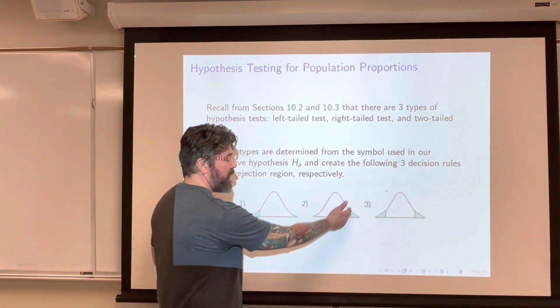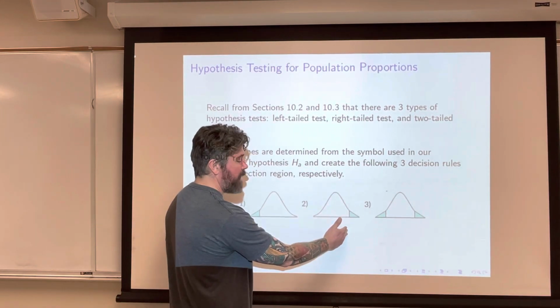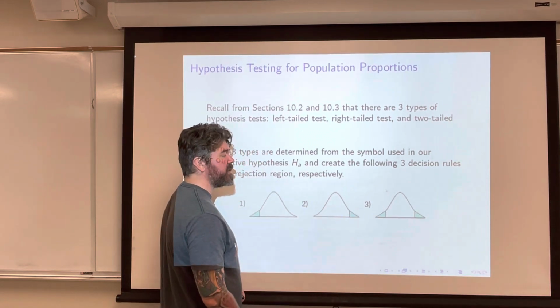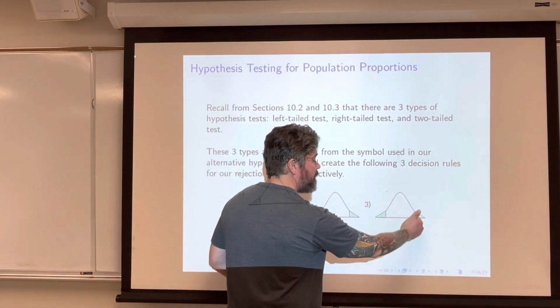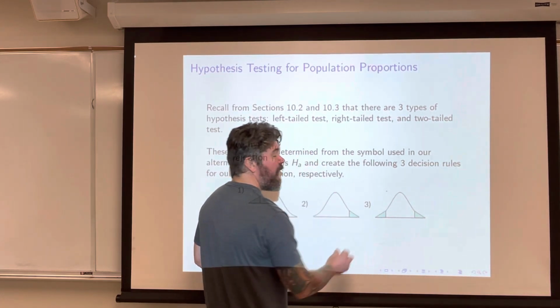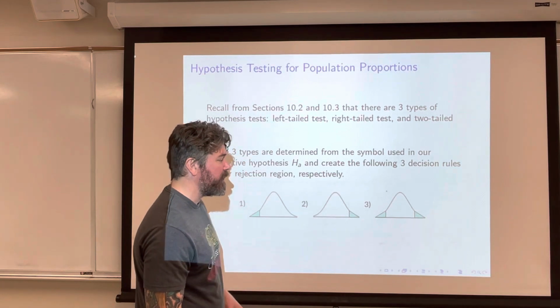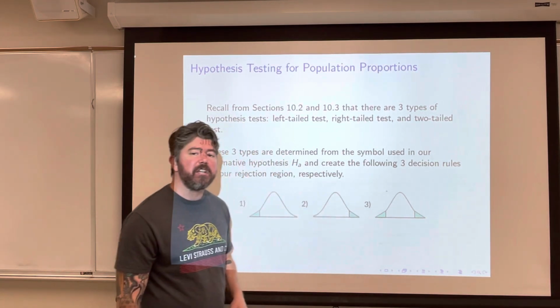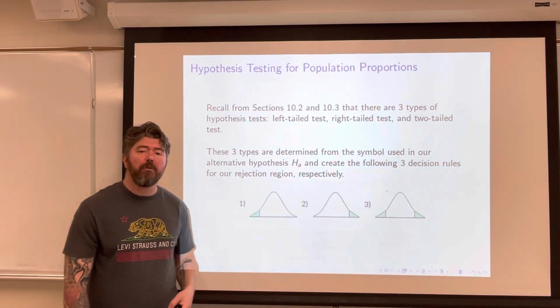Our right-tailed test, we have a rightmost boundary value, and it blocks off an area of alpha, and this represents our rejection region. Our two-tailed tests have both a right boundary and a left boundary, and each of these values block off half of the area alpha, alpha over 2. And if we land in either of those regions, we're going to reject the null hypothesis.